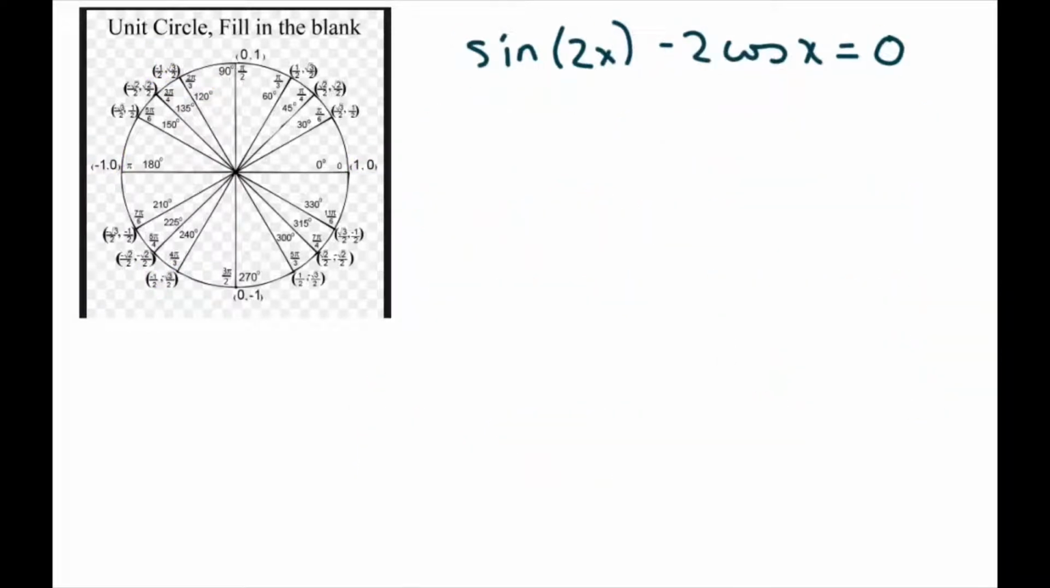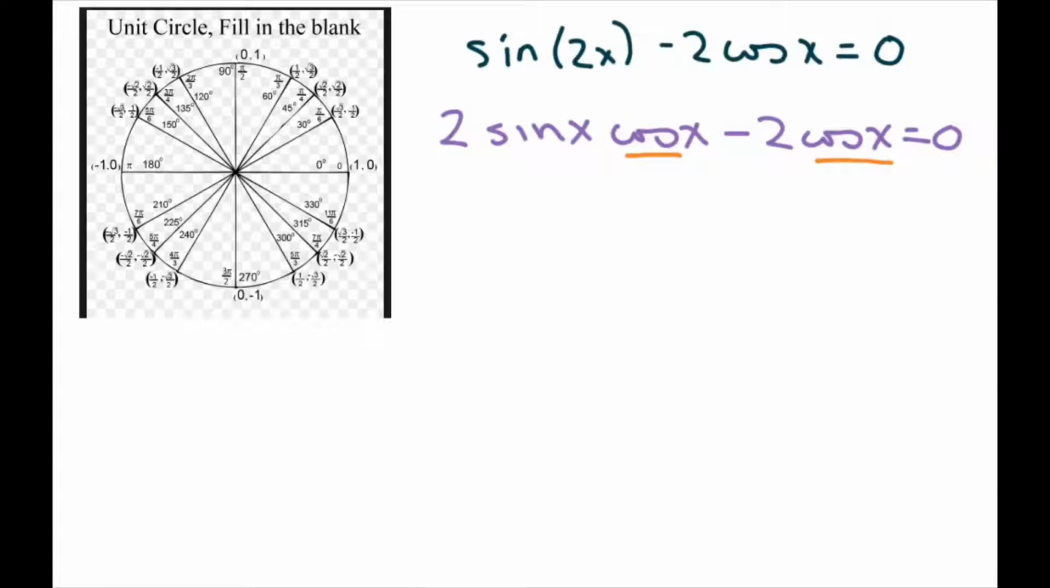Alright, and the next one is another double angle for sine. So we basically do the same thing. 2 sine of x cosine of x minus 2 cosine of x equals 0. Now in this one we're going to factor out a cosine because we have cosine in common. Oh, we can also factor out a 2. So let's factor out a 2 cosine of x. And that leaves you with sine of x minus 1 equals 0. So we set both of these pieces to 0.